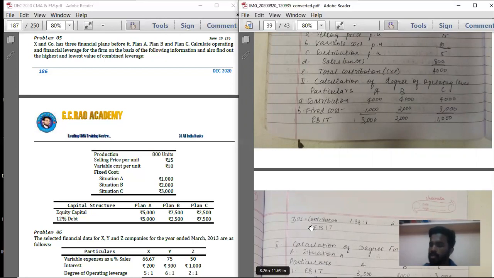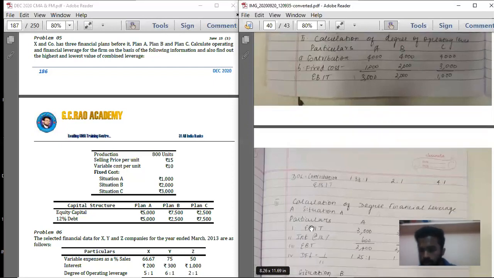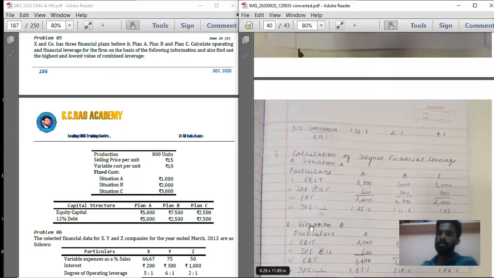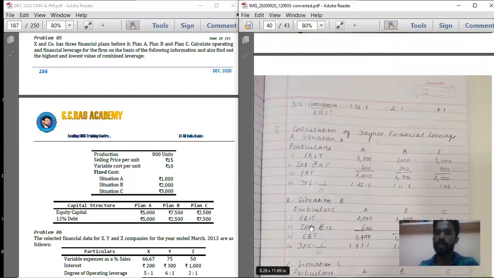In respect of A, what is contribution? 4,000. What is EBIT? 3,000. So 4,000 divided by 3,000, that is 1.33:1. In respect of B, 4,000 divided by 2,000, that is 2:1. In respect of C, 4,000 divided by 1,000, that is 4:1. So DOL is 1.33:1, 2:1, and 4:1. That is degree of operating leverage.